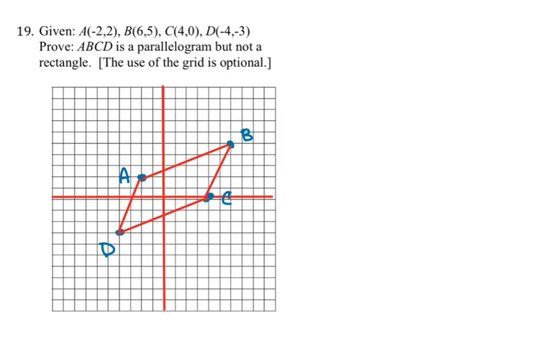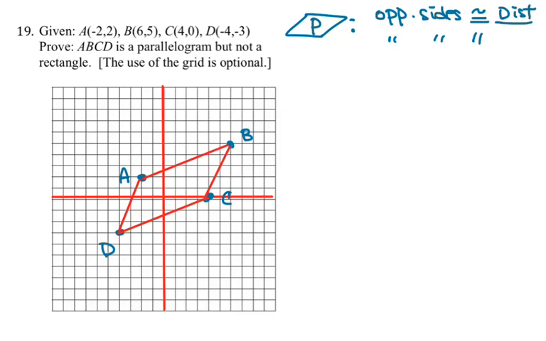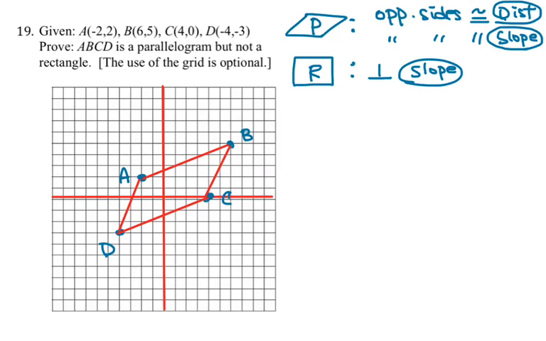Now, how can you show that something is a parallelogram or not? To show that it's a parallelogram, we can say either opposite sides are congruent, or opposite sides are parallel. To show that opposite sides are congruent, we'll be using the distance formula. For opposite sides parallel, we'll be using the slope formula. But the second portion is not a rectangle. How can you show that something is a rectangle? We need to show that the sides are perpendicular to each other, which once again uses the slope formula. So since both require the slope formula, why don't I use the slope formula to figure out the slope for all four sides?